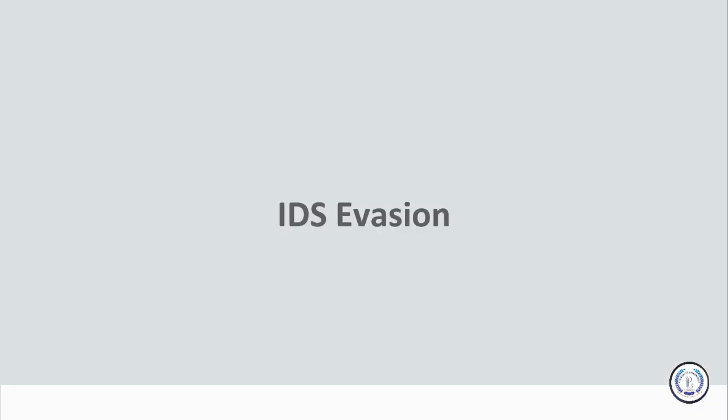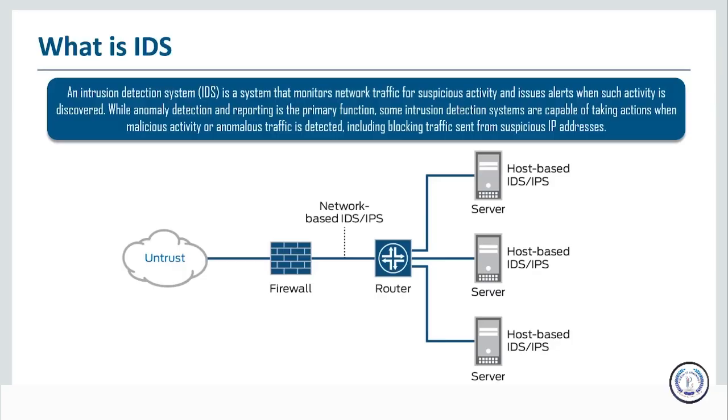So now let's talk about intrusion detection evasion. Before we get into IDS evasion, let's talk about what exactly an IDS is. An intrusion detection system, or IDS, is a system that monitors network traffic for suspicious activity and issues alerts when such activity is discovered. While anomaly detection and reporting is its primary function, some intrusion detection systems are capable of taking actions when malicious or anomalous traffic is detected, including blocking traffic sent from suspicious IP addresses.